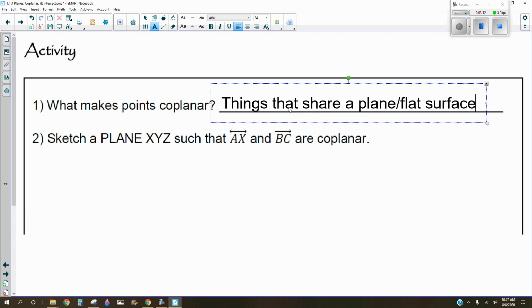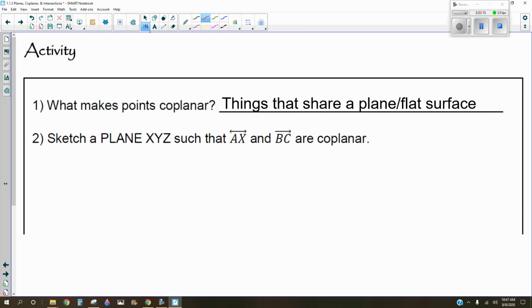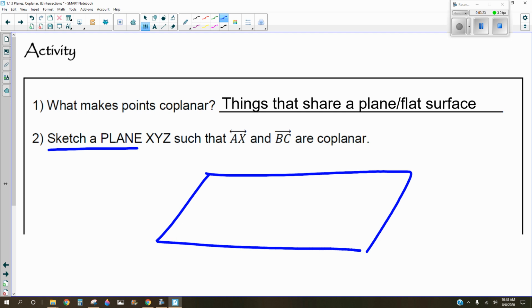Now it wants me to sketch a plane. So I've got to get my pens out here. So sketch a plane. So I'm going to draw my plane. Start with the basics. There's my plane. So you should really be copying some of these problems down into your notebook. You don't need all of them, but these are good memory jogs, so you don't have to come back to the video all the time. So I'm going to sketch a plane, and then they want me to call that plane XYZ. So I'm going to go ahead and label them X, Y, and Z.